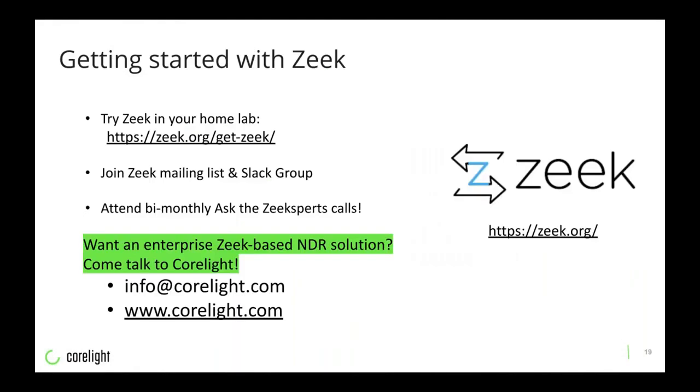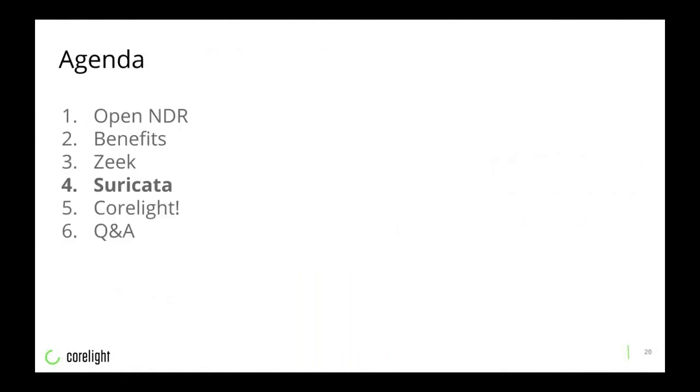So if you're interested in getting started with Zeek, I've given you the URL there. There's a lot of great mailing lists and activity. If you join the mailing list, there's a really active Slack channel that's awesome. Even if you're a newbie, it's a great place to jump in and get your feet wet. There's regular community calls where they knowledge share. And if you're interested in an enterprise grade version of it, you can come talk to Corelight. We'll talk a little bit more about that at the end of the presentation. But here are some ways you can get your hands started with Zeek if you're interested.